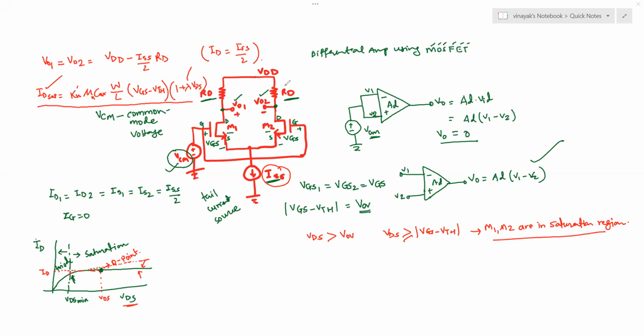Okay. So hope you understood the basics of the MOSFET differential amplifier, and for low power application or for higher input impedance, which MOSFET offers, the differential amplifier using MOSFET is preferred over the differential amplifier using BJT.